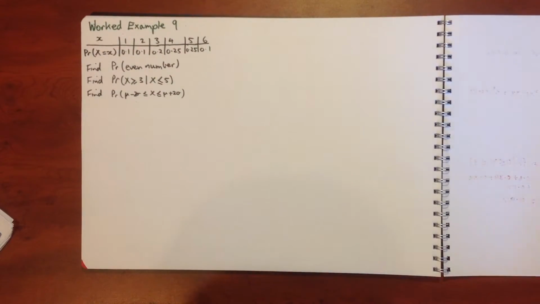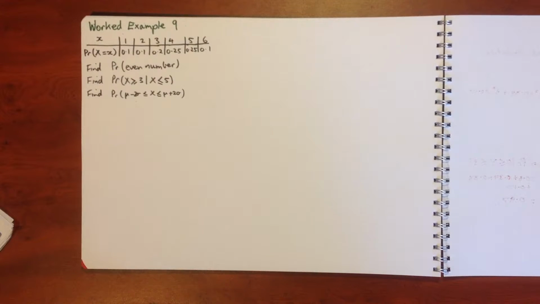So we've got one more worked example we'll have a look at. This time we're talking about a biased die that has a probability distribution for the outcome of the die being rolled as follows, which we've got here. We need to find the probability of getting an even number, the probability that x is greater than 3 given that x is less than 5, and then the probability that we're within 2 standard deviations.